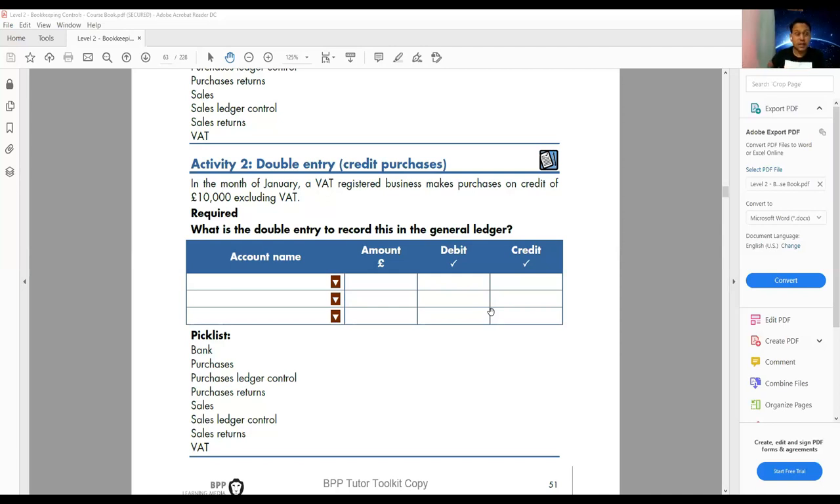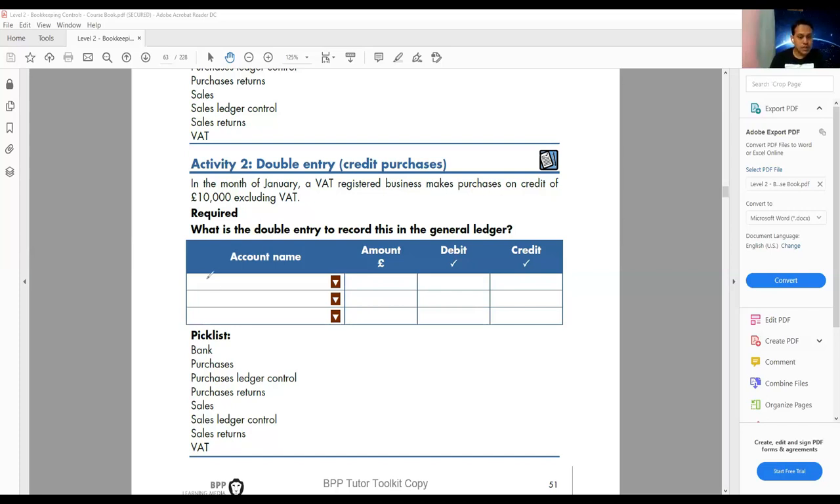So let's have a look. If I buy something, purchase is an expense for me, that will be debit. So purchase is the actual purchase without VAT, because I'm going to show VAT separately, because I'm going to claim it back. I'm a VAT registered business, I'm going to claim all my VAT back.